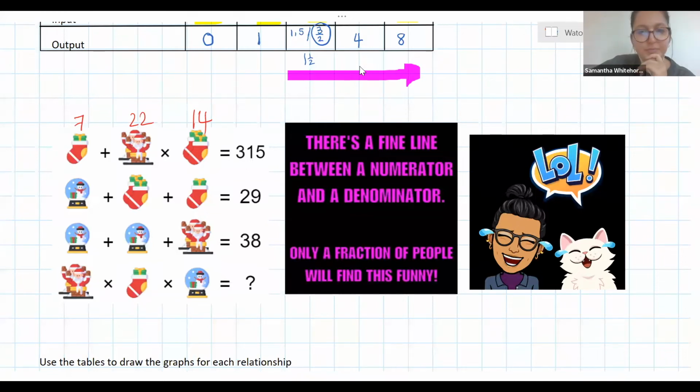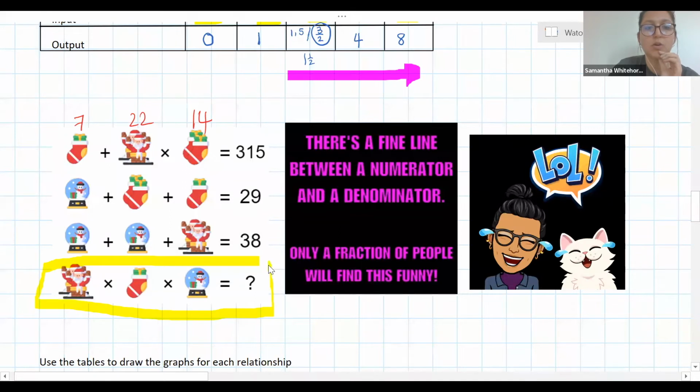So we have so far gotten that, hang on, where are we at? That 2 Santas is worth 22. 2 Christmas stockings is 14. And so 1 Christmas stocking is 7. So I'm going to give everyone a second or two to try and work out the rest of it. I need to get the answer now as well. And hopefully we can get the value of this final expression, which is the 2 Santas times 1 Christmas stocking times a snow globe. Please remember your operations and remember to think about how many there are.